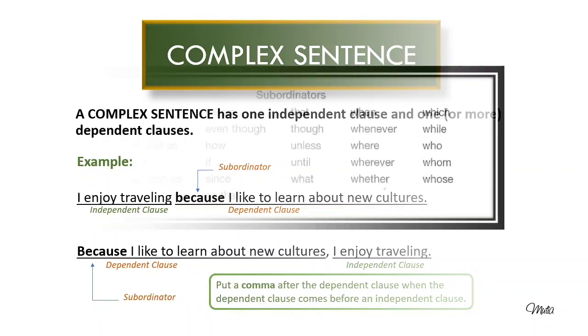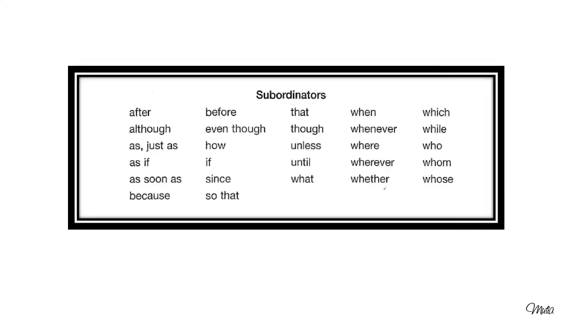When we make a complex sentence, we should use a subordinator. The subordinators are after, although, as, just as, if, as soon as, because, before, even though, how, if, since, so that, though, unless, until, what, when, whenever, where, wherever, whether, which, while, who, whom, and whose.